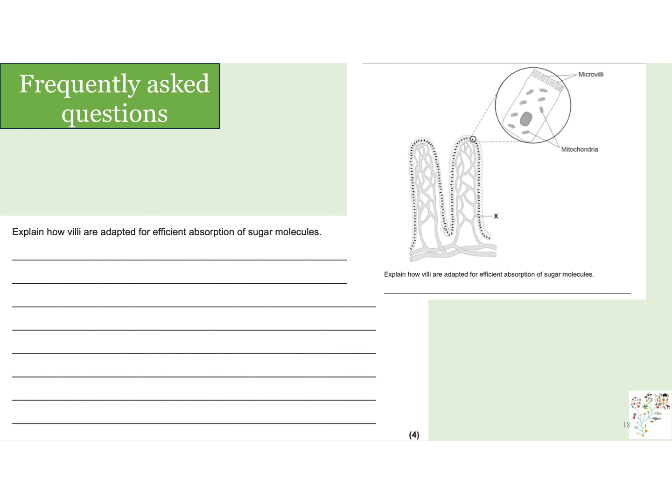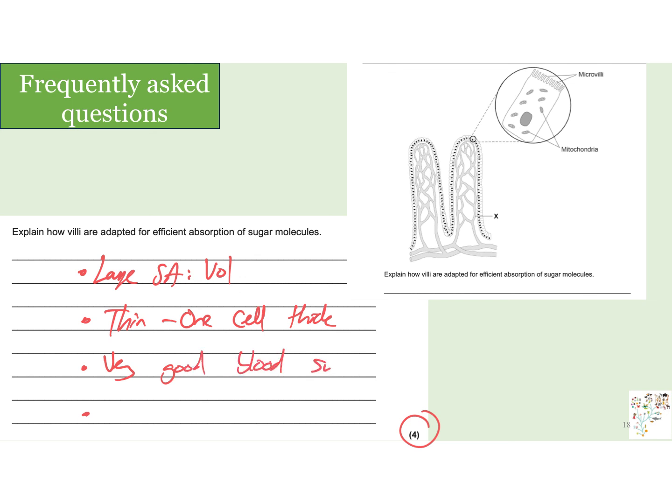How are the villi adapted for the efficient exchange? So this is 4 marks, and a lot of you will look at this question and go, oh, that's long, I'm not going to do that. I just very simply go 1, 2, 3, 4. 4 bullet points, 4 marks. It has a large surface area to volume ratio. It is very thin, which means it is 1 cell thick. It also has a very good blood supply. And it has mitochondria, which you can see in the diagram is included.